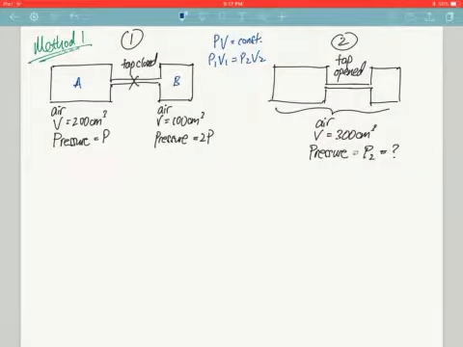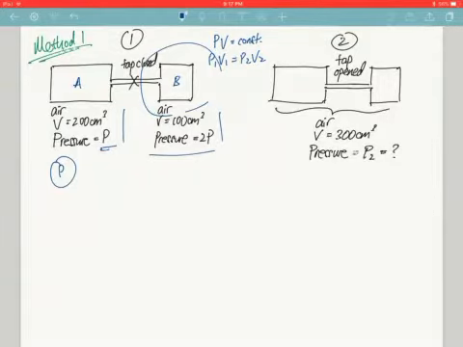But this question is a bit different because in scenario 1, the two cylinders have different conditions, as you can see here. So I have to make something constant, and in this case, let's make the pressure P for both cylinders. Since cylinder A is already at pressure P, I'll be working on cylinder B.